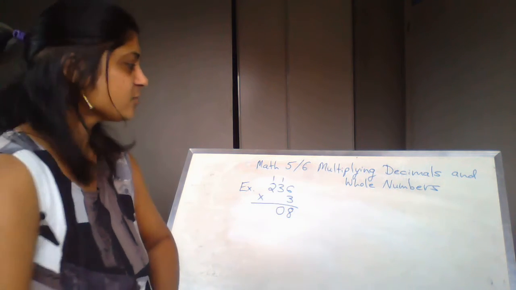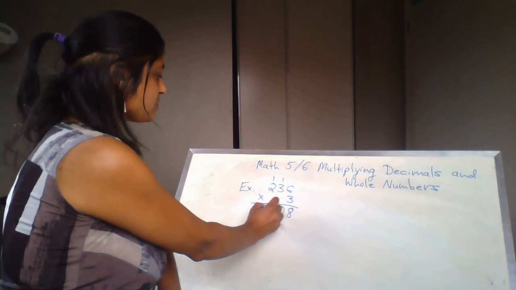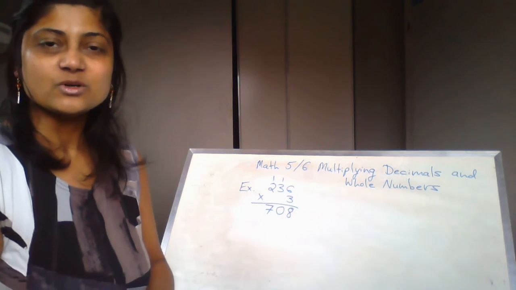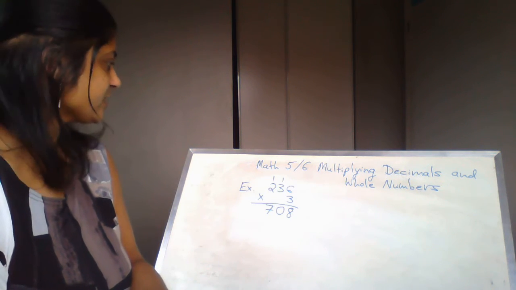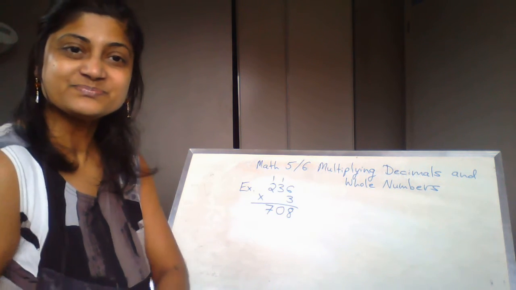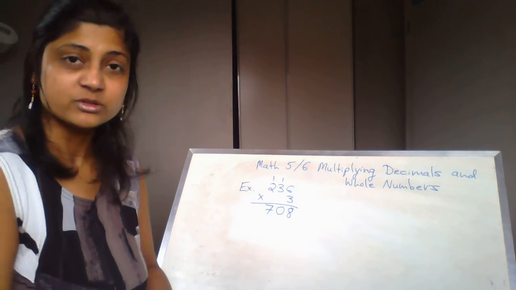And then lastly, we're going to do this last column. So 3 times 2, which is 6, plus 1, which is equal to 7, okay? So you can see that our answer is 708, okay? And that's all you're doing basically when you're multiplying it with whole numbers.